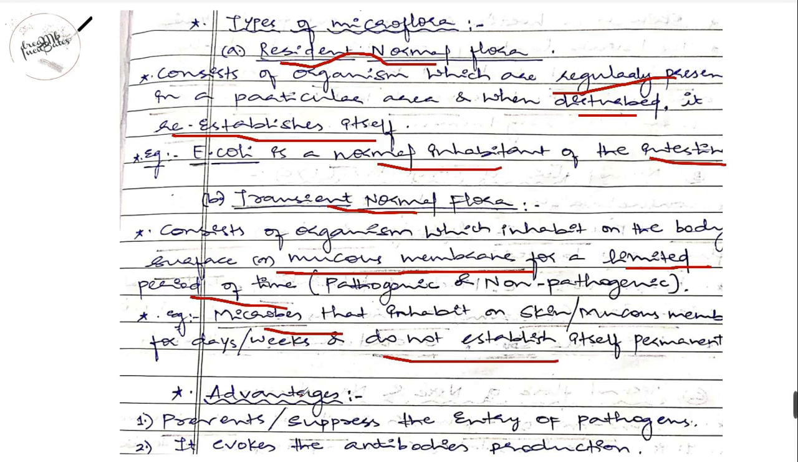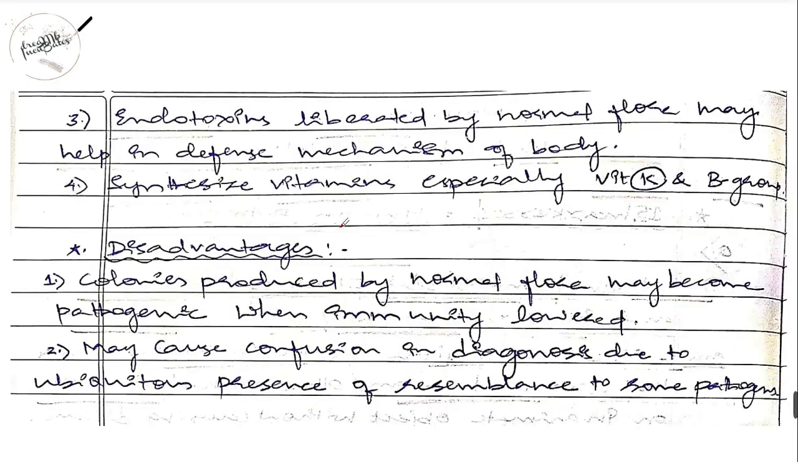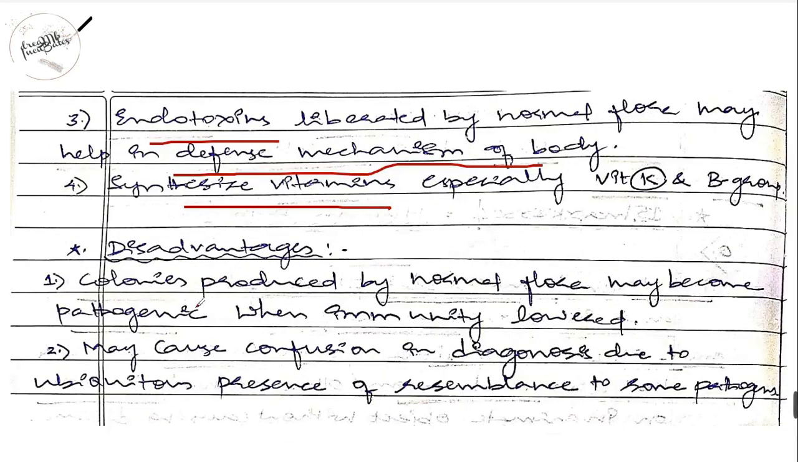What are the advantages? It prevents or suppresses the entry of pathogens. It also evokes antibody production. Other than this, the endotoxins liberated by normal microflora help in the defense mechanism of the body, and also help in the synthesis of vitamins.